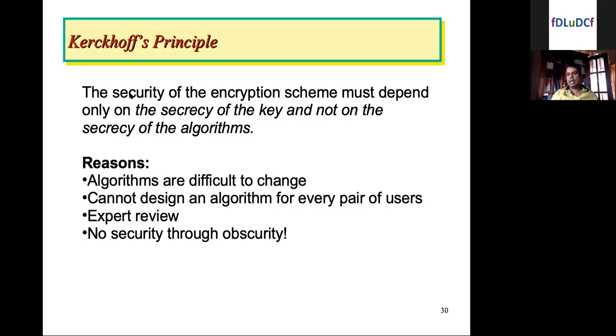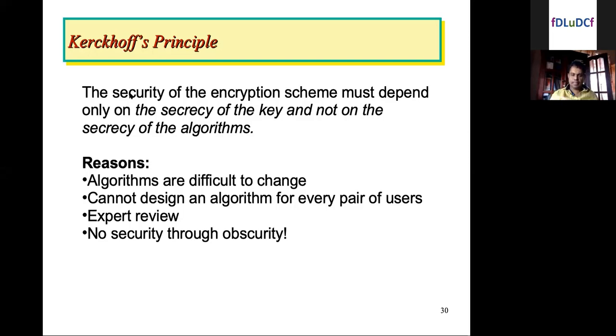Let's say we don't hide the algorithm, we publish the algorithm, but we hide the key. If you do so, and someone finds the key, it's very simple, we can change our key. In practical scenarios, changing the key is much simpler than changing the algorithm. So we say, don't hide the algorithm. We let the algorithm be published.